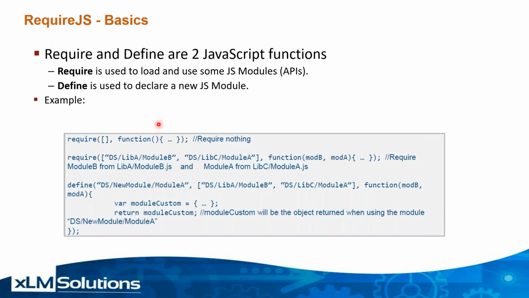The basic structure of RequireJS has two JavaScript functions, require and define. If you see the basic structure, first you define, and then you call a require and use that. So this is how you define. Here ds/lib_a/module is one JavaScript, and there is a JavaScript called module B and one called module A. Both are placed in the library C folder, and this is placed in library A. So here two JavaScripts are called, and this is the function.